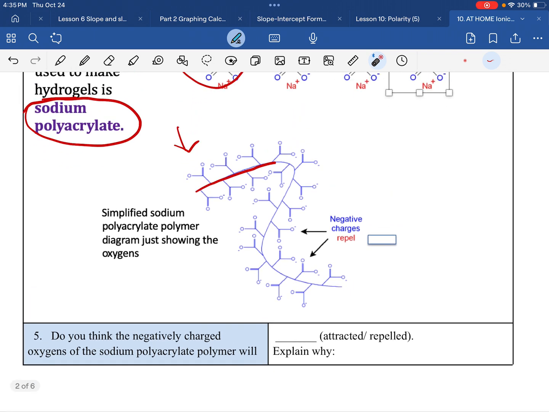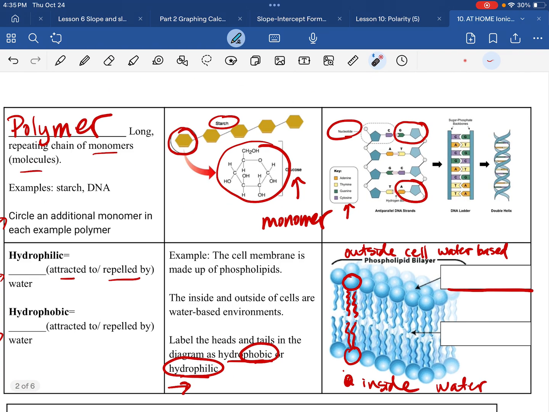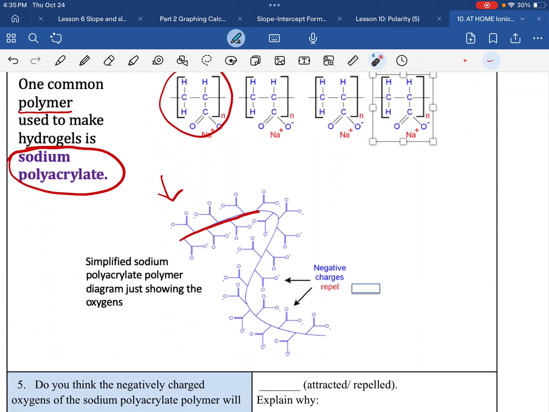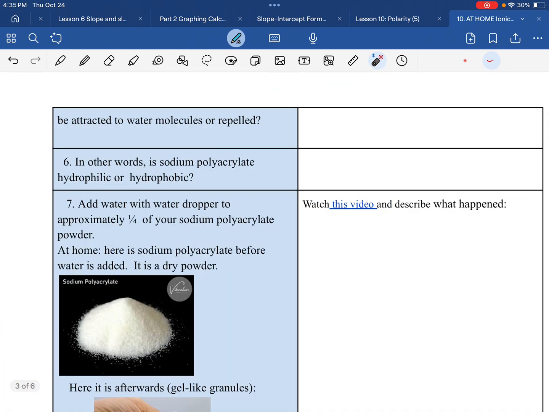Okay, here's a question. Do you think the negatively charged oxygens of the sodium polyacrylate polymer will be attracted to water molecules or repelled? My hint to you is think about the charges. We have a negative oxygen here, lots of negative oxygens. Is that going to be attracted to a water molecule or repelled? And then you're going to explain why. And when you decide whether it's attracted to or repelled, you have to write whether it's hydrophobic or hydrophilic.